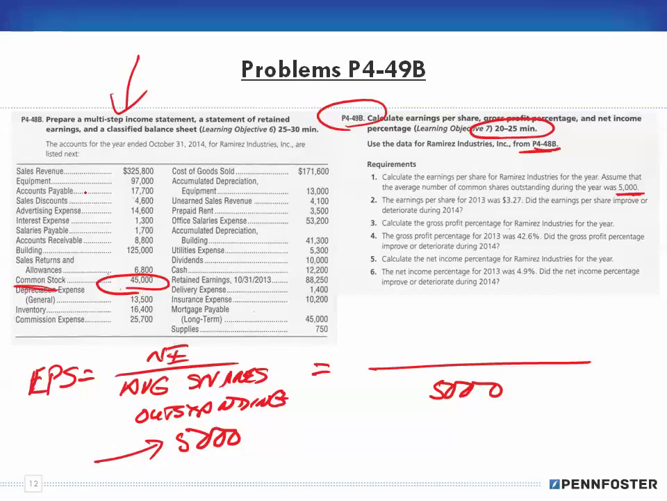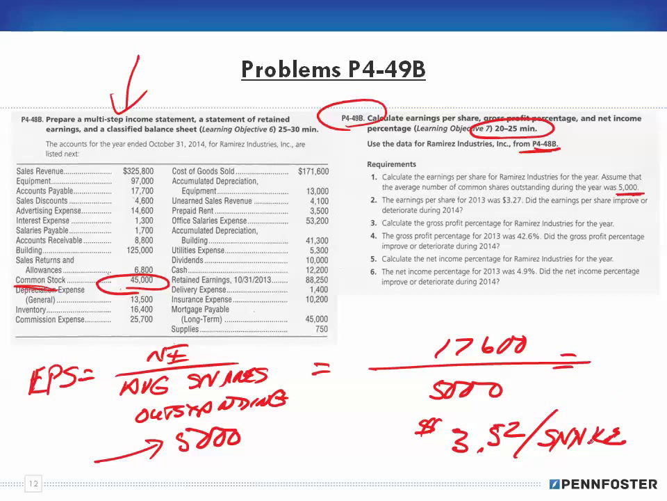What you will do is go over to the income statement in your solution manual, and the bottom line was $17,600. That was your net income, at the bottom of the income statement. So when you take 17,600 and divide by 5,000, you actually get $3.52 per share.